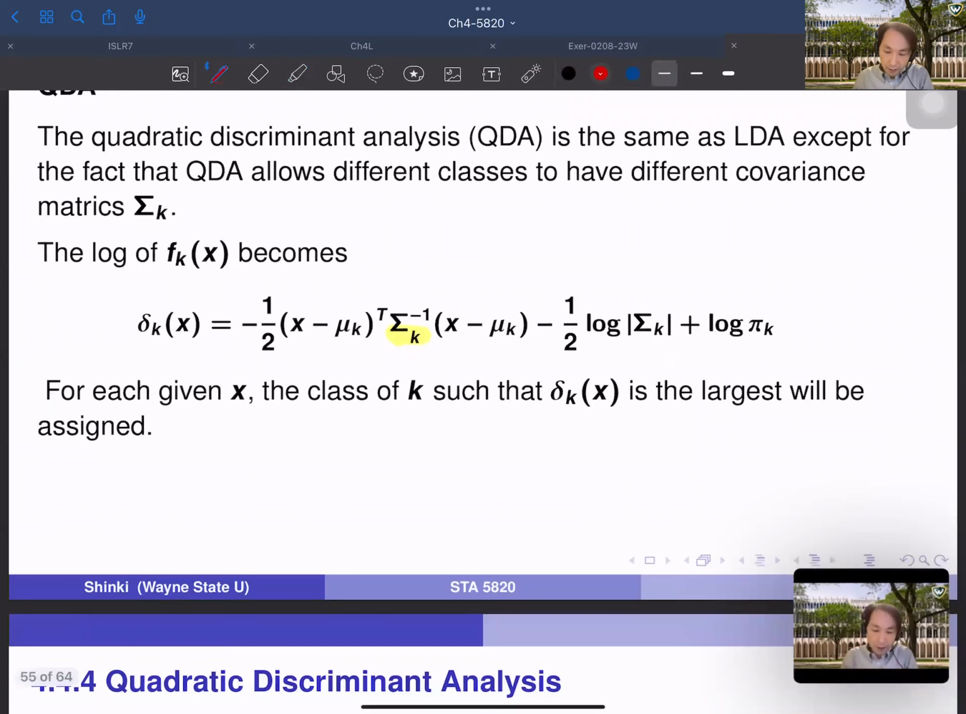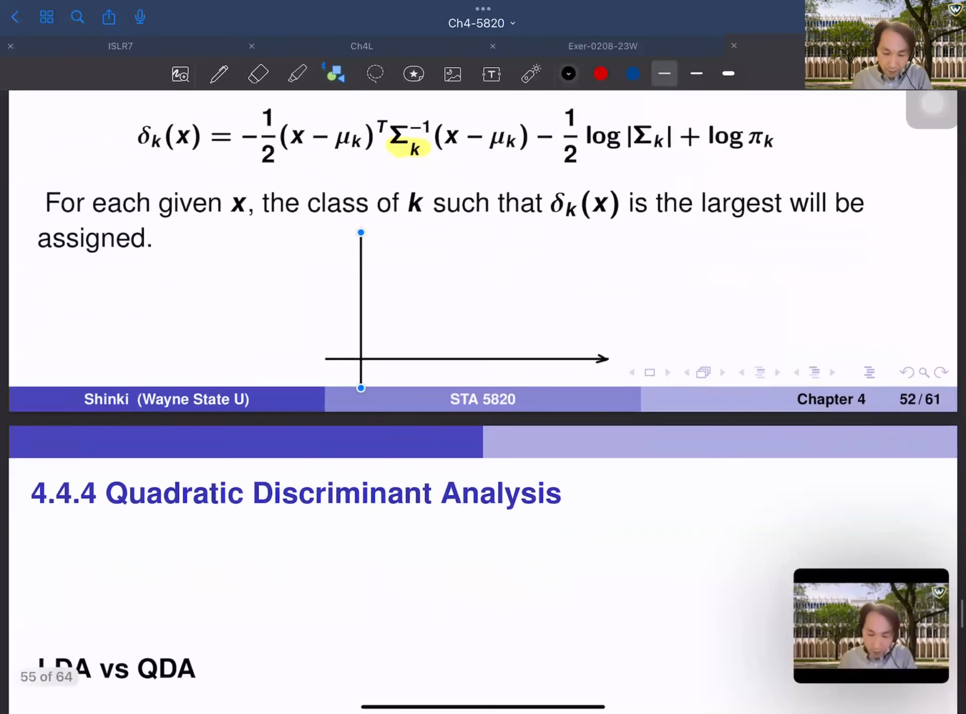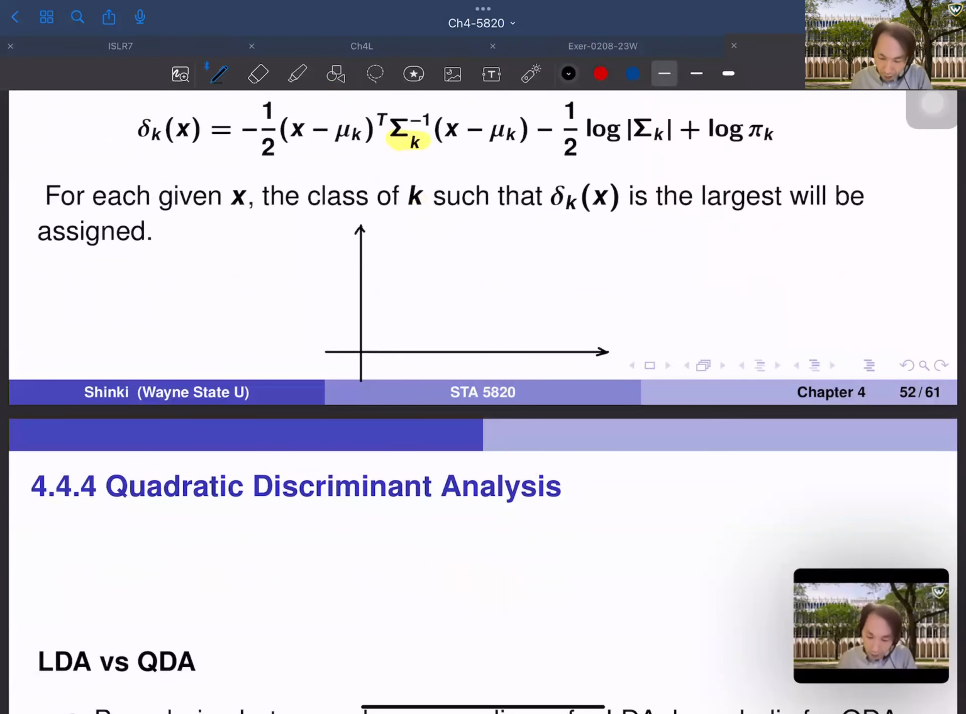So suppose that we have an x-axis and y-axis, and suppose we only have two different predictors, x1 and x2, and we identify three groups, for example. Then maybe one group has correlation between x1 and x2, so the contour plot is like this. And another group, maybe the contour plot is like this.